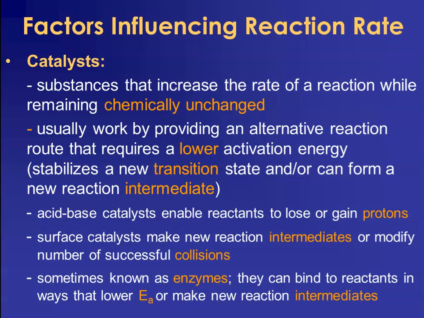Some examples of catalysts include acid-base and surface catalysts. Acid-base catalysts help reactants to either lose or gain protons, while surface catalysts are able to provide a source of new reaction intermediates or sometimes increase the number of effective collisions by modifying that amount. Catalysts are also known as enzymes, specifically in biological reactions or biological processes. They bind to reactants in ways so that they can reduce the activation energy or form intermediates that are going to require less energy in the slower steps of your reaction. We'll get into that more towards the end of this unit.